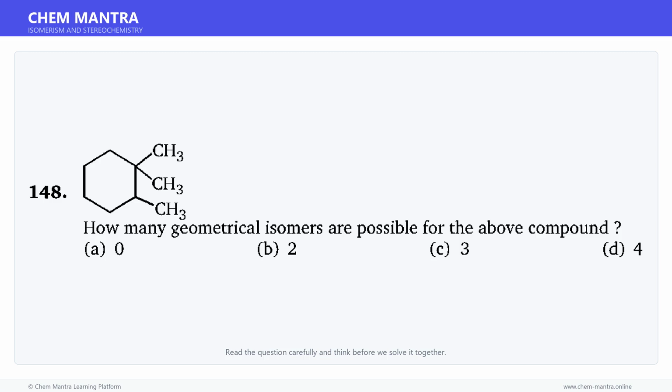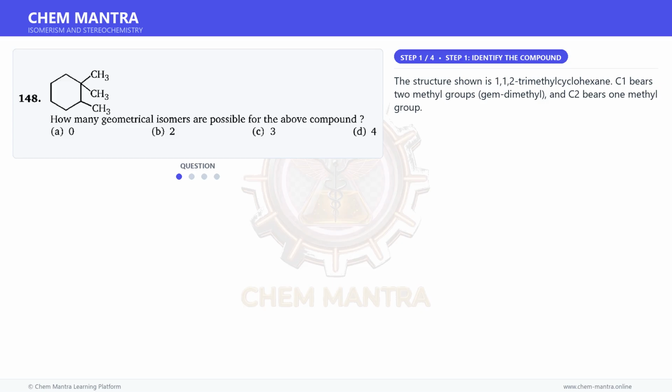Here is a question. Read it carefully and think about the answer. Let us solve it step by step. Let us begin solving this step by step. The structure shown is 1,1,2-trimethylcyclohexane. C1 bears 2 methyl groups, gem-dimethyl, and C2 bears 1 methyl group.